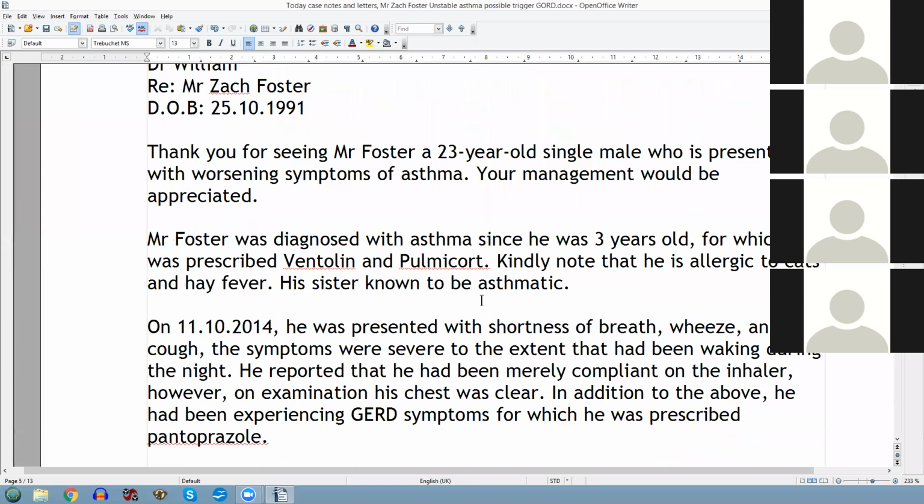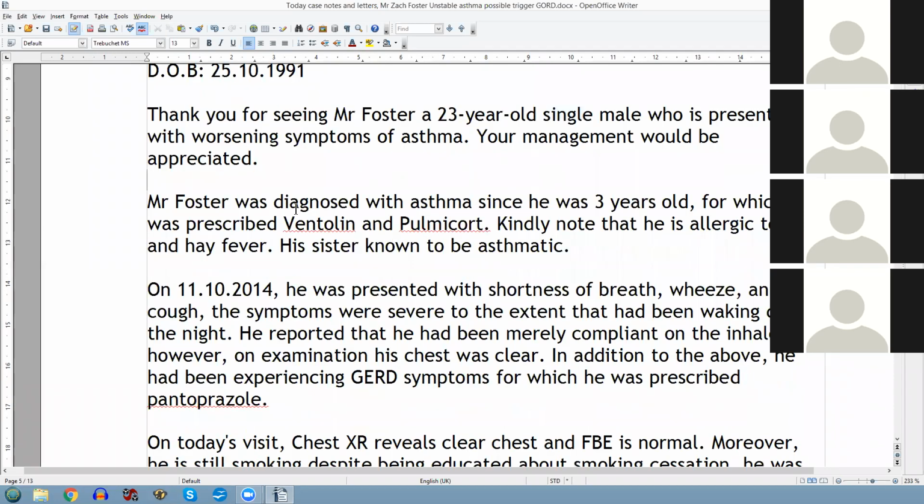Mr. Foster, 23-year-old single male. Well, we can guess he's a male. 23. You can put the age if you want, but we can see it. He's single. That is relevant because, okay, your management would be appreciated. Well, yes, but it wants lung function test. I thought that's what it said in the task, lung function test.